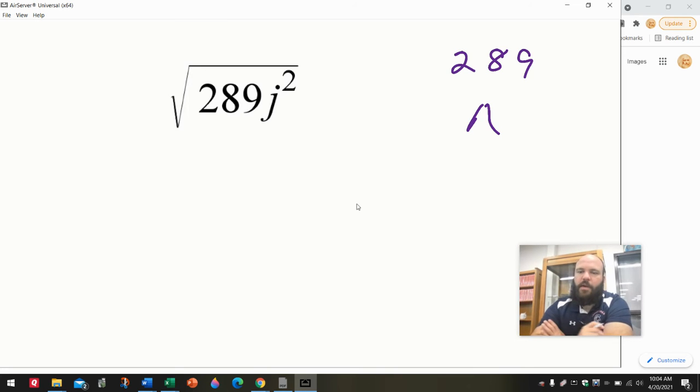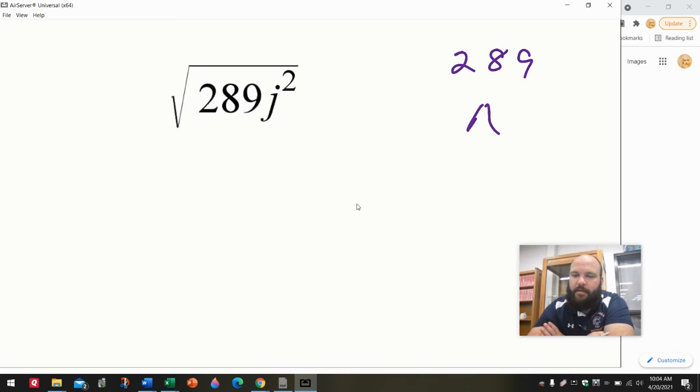Now, 289, let's try 2. 2 will not go in because it's not even. Which means, let's try 3. 2 plus 8 is 10. 10 plus 9 is 19. 19 is not divisible by 3. So 289 is not divisible by 3. It's not divisible by 4. It's not divisible by 5. It's not divisible by 6 because it's not divisible by 2 or 3.